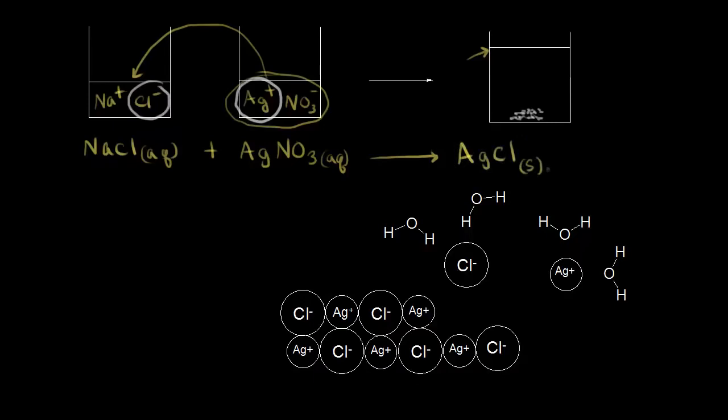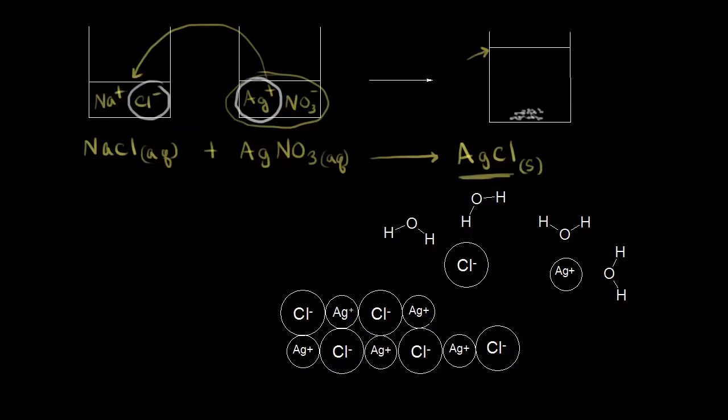This solid is called a precipitate. And this solid spontaneously falls out of solution. So this is the process of precipitation, which is the opposite of dissolution. In dissolution, we put a solid into water and we formed ions. Right? In precipitation, the ions come together to form a solid, and that solid spontaneously falls out of solution. So silver chloride is our precipitate.